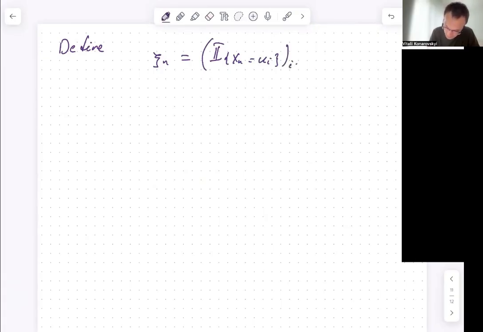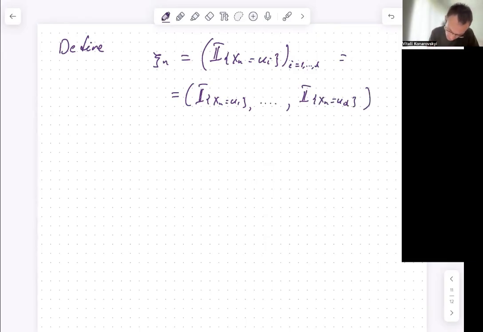I from 1 to d. Maybe in other words, it is a vector which is the following: the first coordinate x1 is equal to u1, the second coordinate is equal to u2, and so on, and the last coordinate is equal to ud.